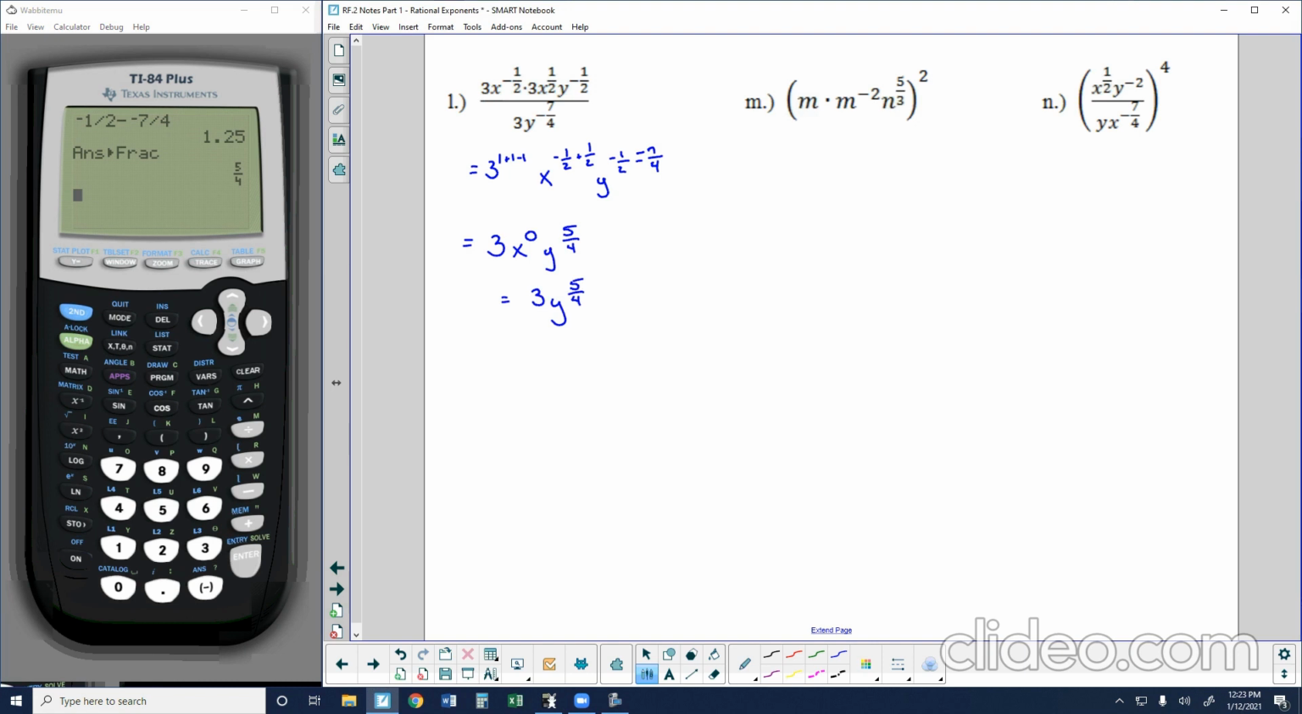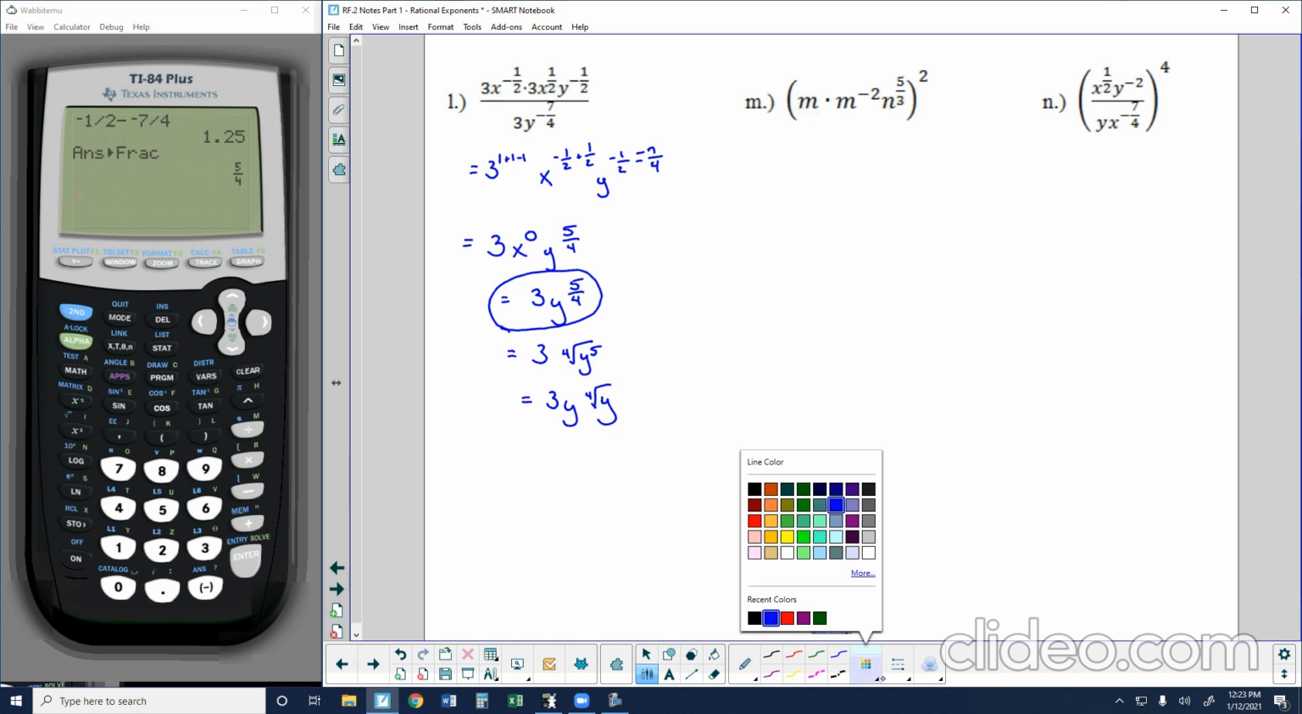If you wanted to, yes, you could write this as 3 times the 4th root of y to the 5th, which would simplify to 3 times y times the 4th root of y. So you could simplify that as a radical expression. But for our purposes, we're going to leave this in rational exponent form as 3 times y to the 5/4. Let's go ahead and take a look at another example.